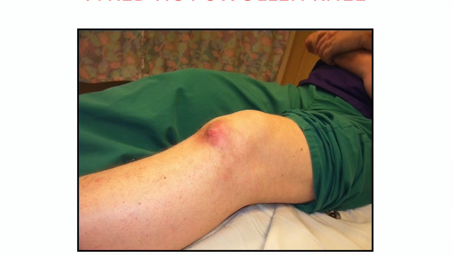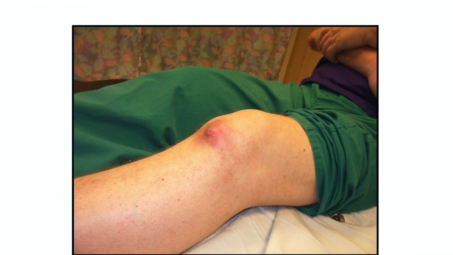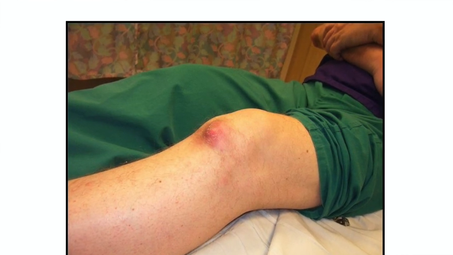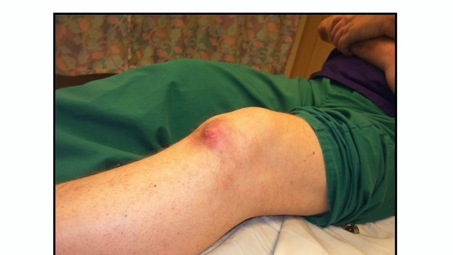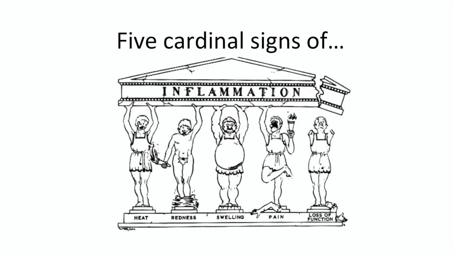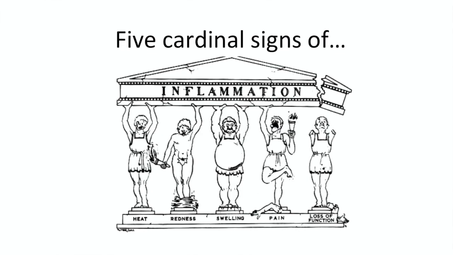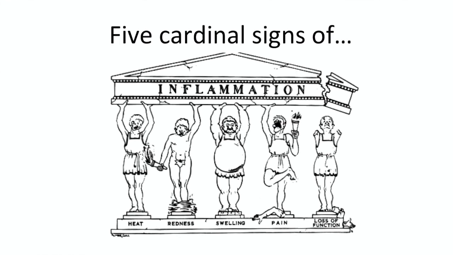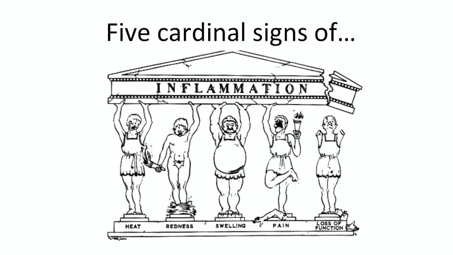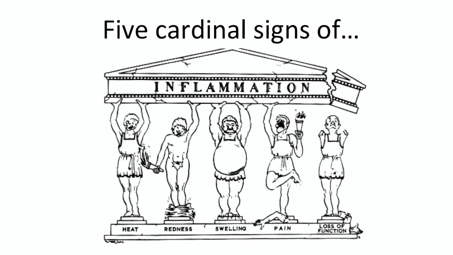Here we have a red-hot swollen knee. It's showing the cardinal signs of inflammation, which were covered in the first part of the lecture: rubor, tumor, calor, dolor, and functio laesa. It's red, it's hot, it's swollen, it's tender, and it's lost its function.